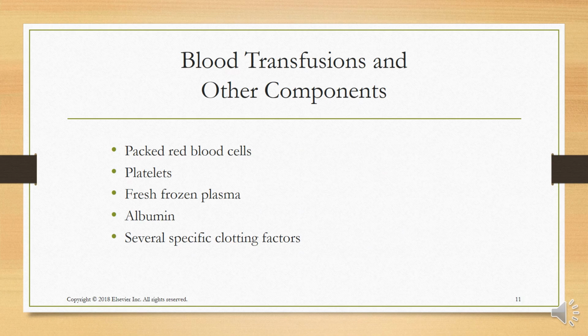So what kind of blood products can we infuse and think about? We're going to have packed red blood cells. And usually whenever you see a blood transfusion, that's what they're getting, packed red blood cells. You can also give platelets, fresh frozen plasma, albumin, which is a protein that normally abides in the blood, and several other specific clotting factors we can give.